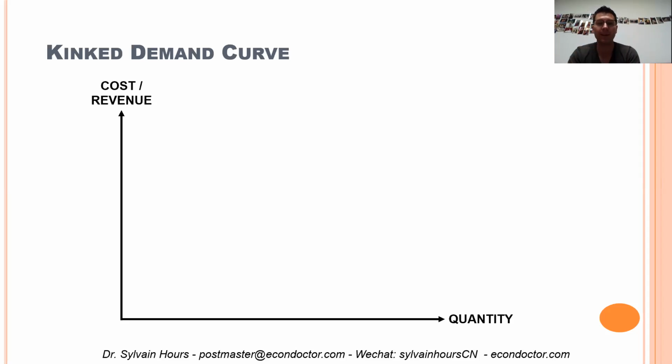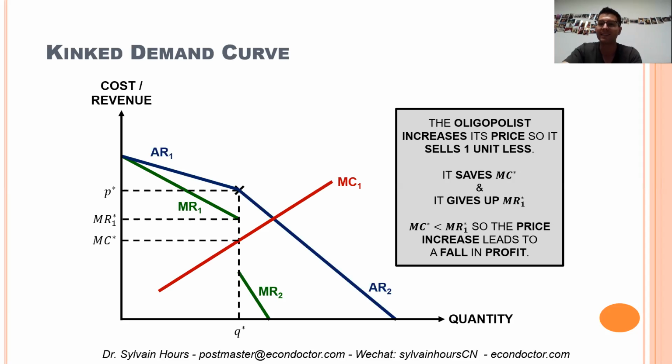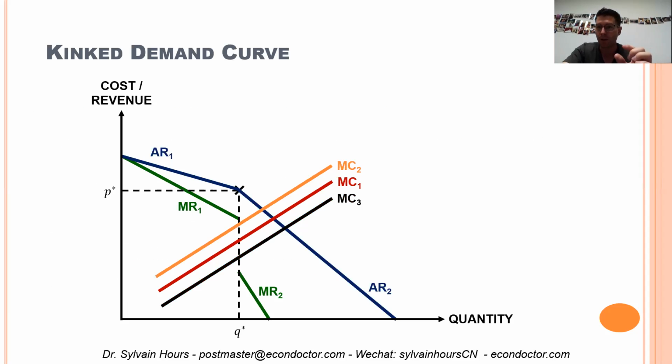So that's the first thing that this model can explain. And the second thing that this model can explain is price stickiness. Even if the marginal cost changes, the firm will not change its quantity of output. Q star will still be the quantity that maximizes its profit. So even if we have small changes in the cost structure of oligopolists, this will not affect the quantity and the price that they will charge. So there are actually two main ideas behind this kinked demand curve model. Does it make sense? Do you have questions?